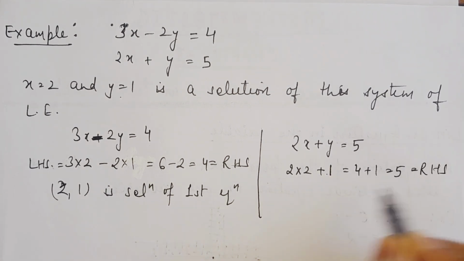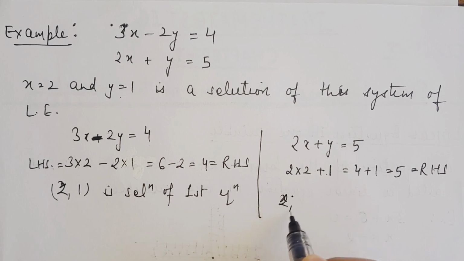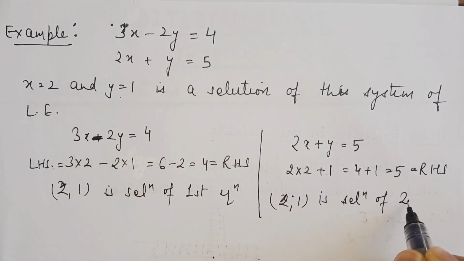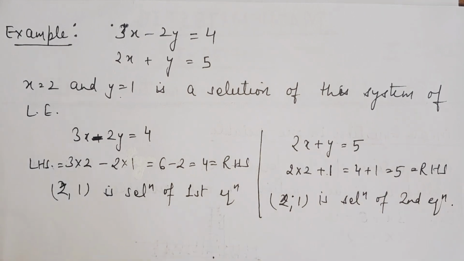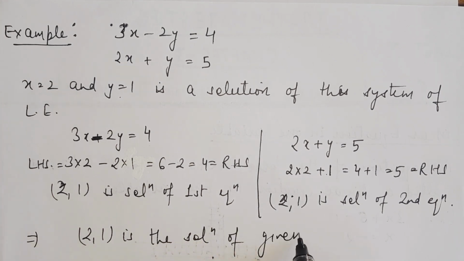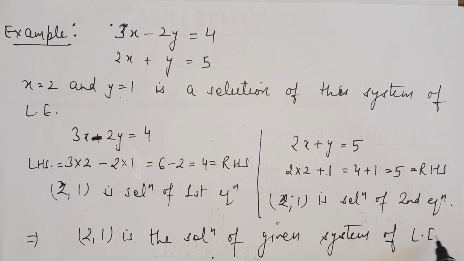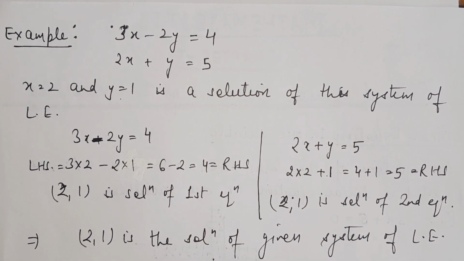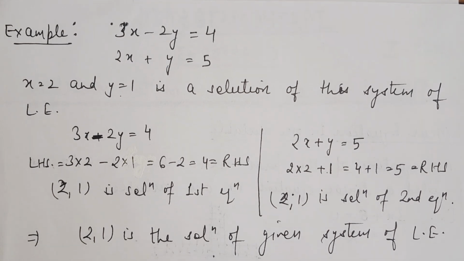So that means x = 2 and y = 1 is the solution of the second equation also. It is the solution of both. That means this is the solution of the given system of linear equations. Because it satisfies both equations, it will be the solution of both. So we will call it the solution of the system of linear equations.